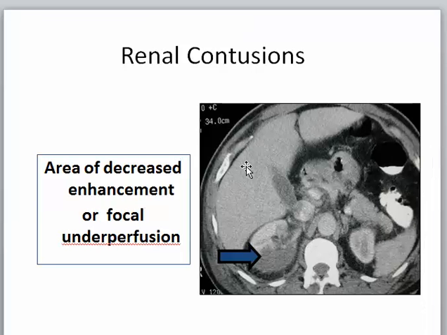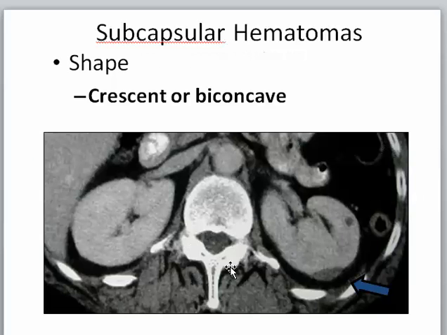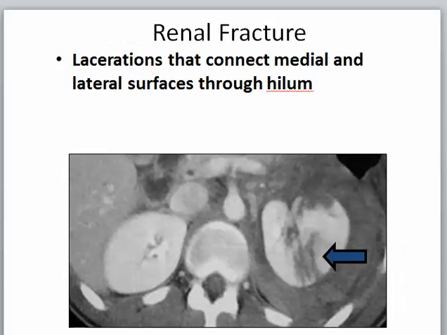The trauma of the kidney could be, as we said, contusion, could be subcapsular hematoma, could be perirenal collection, and we should differentiate between collections: within the Gerota fascia, outside the Gerota fascia, or within the peritoneum. So we have three collections around the kidney.